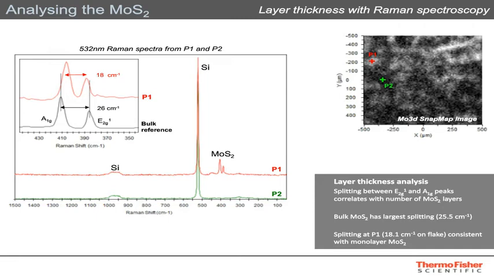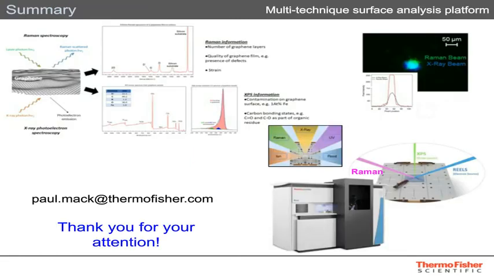In this presentation, we have seen how the Thermo Scientific Nexa can be configured with multiple analysis techniques, all looking at the same location on a sample. When using XPS and Raman together on the same tool, we can expand the amount of information available to the analyst when looking at 2D materials. Quantifiable elemental and chemical bonding information from XPS can be combined with structural information from Raman spectroscopy.